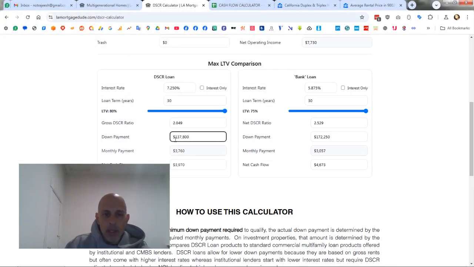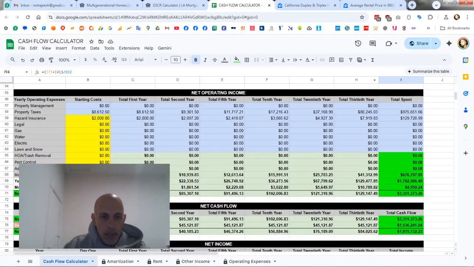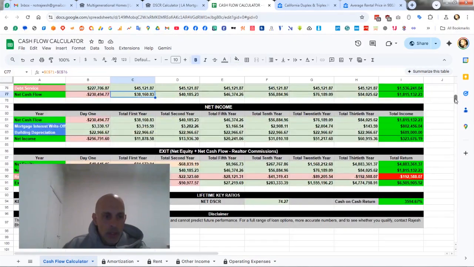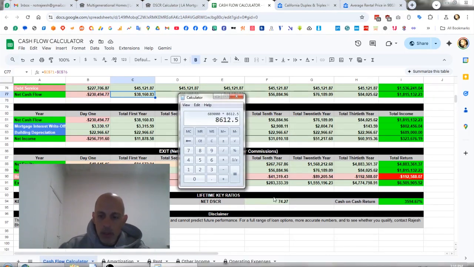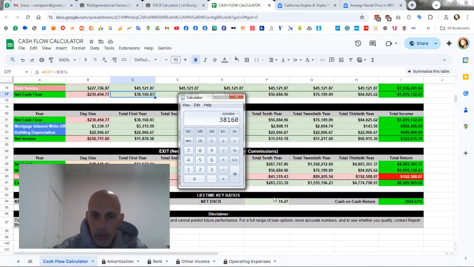Your down payment is roughly $137,000 at 20% down. Your monthly payment's $37.60. Your net cash flow is almost $4,000 a month. According to that, in reality, you're looking at a net cash flow of $38,160. So let's see, 38,160.